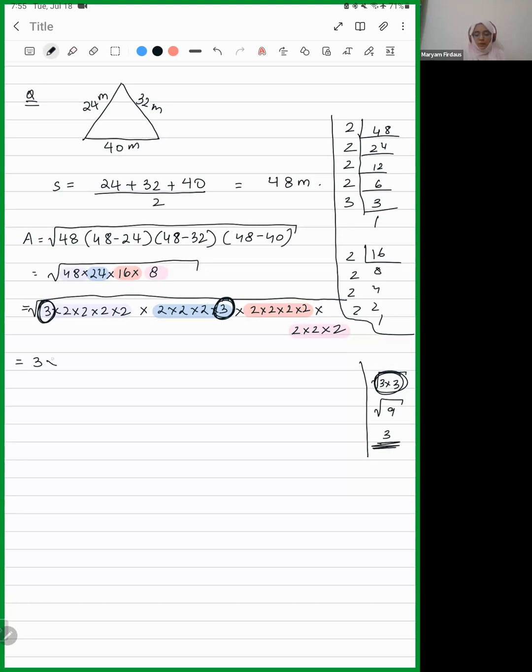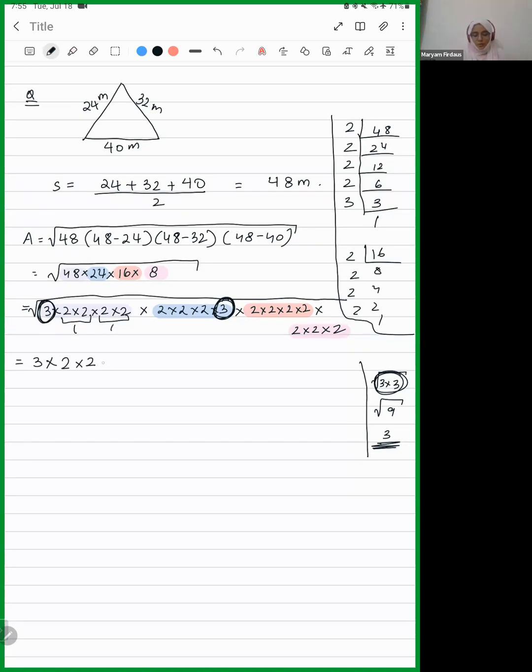Now you have to just keep counting each of the pairs. So you have this 2 and this 2. This makes a pair. So I have to take out 1, 2, not both the 2s, just 1, because we're bringing it outside the square root. Next, this 2 and this 2 makes a pair. So we bring 1, 2 outside.